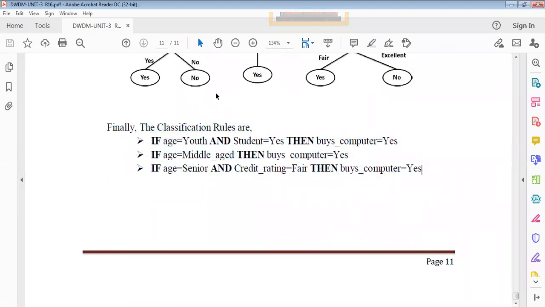This is regarding the third unit. In the next class, we will discuss the fourth unit.